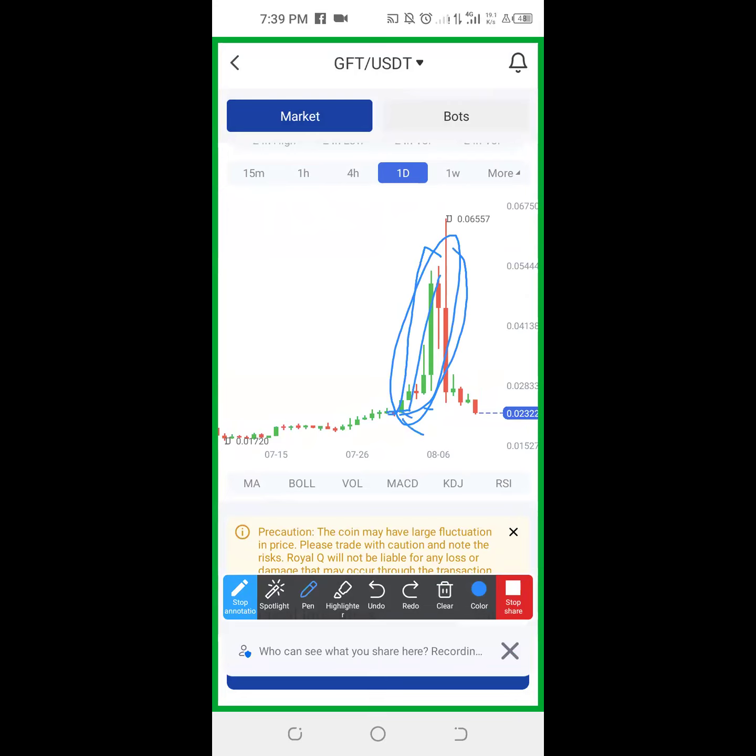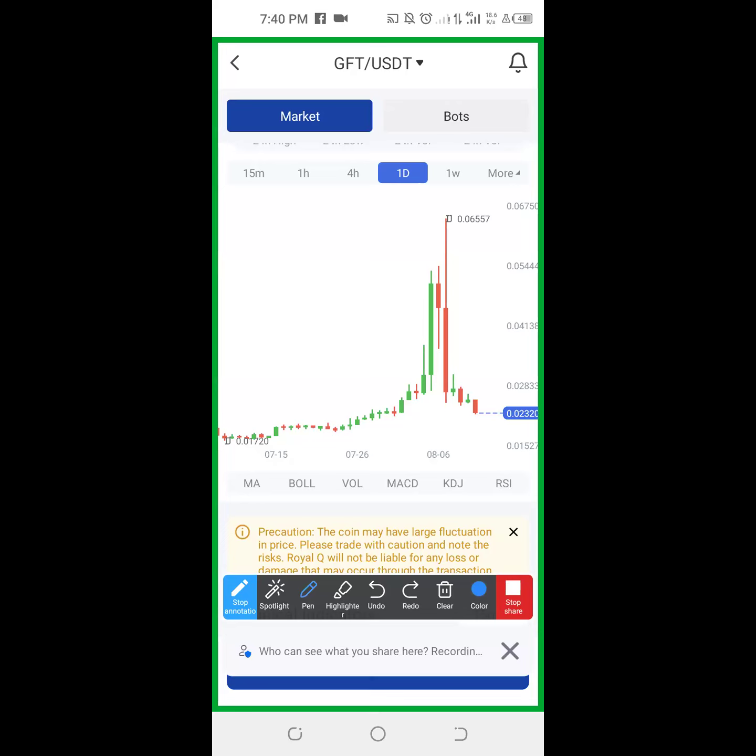Now, you know, RoyalQ has not developed the charts to the point whereby one can measure profit range. If I go to TradingView, that's where I can measure the profit range. If you want to identify that this coin can pump so that you don't miss out on the massive profits ahead, one of the indicators that can show you is the MACD. That's how important the MACD is.